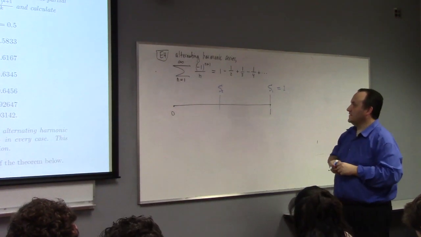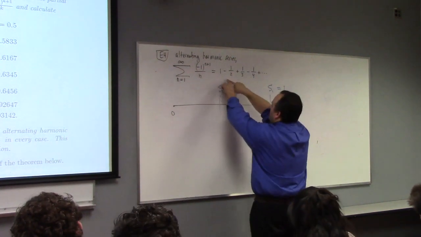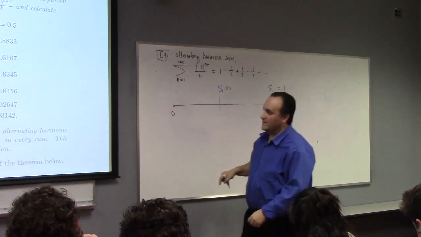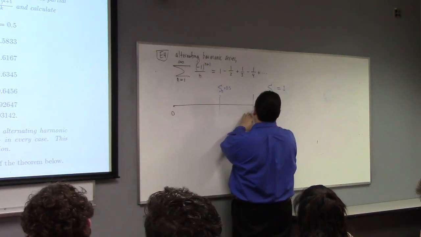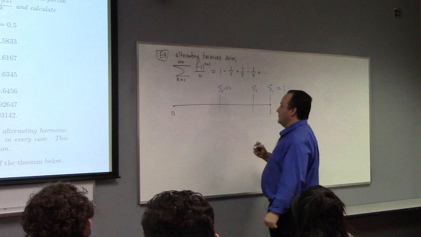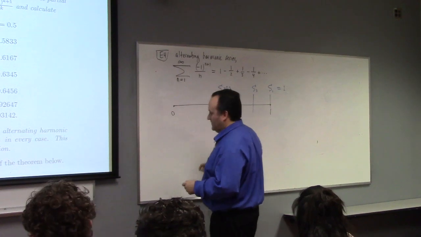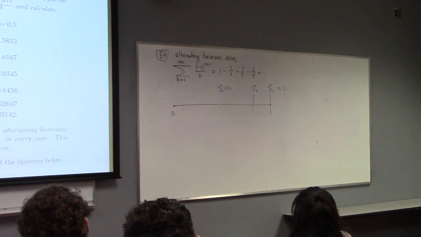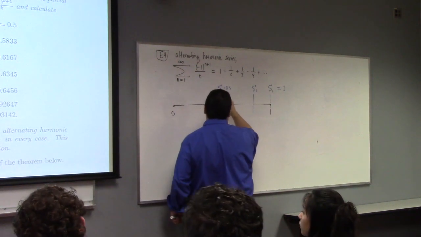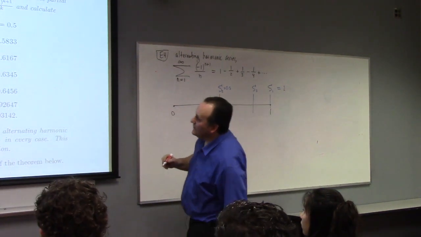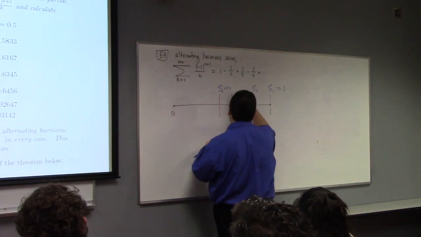Where's the third partial sum? I add the first 3 to get the third partial sum, right? Let me cheat. 0.833. So that's kind of here-ish, S3, right? Where is the fourth partial sum? It's where its value is 0.5833, something like that. So it's kind of over here-ish, right?